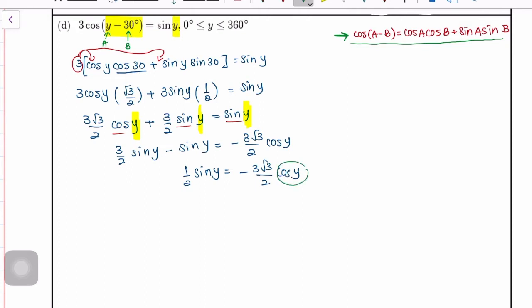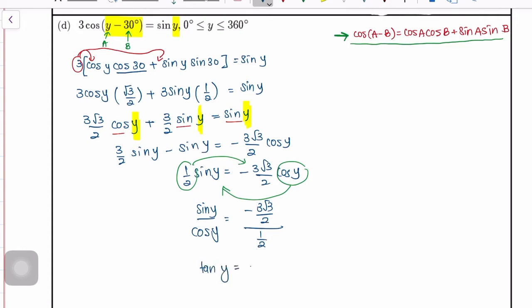So, cos y pindah sini, 1 over 2 pindah sini, sin y over cos y equals negative 3 root 3 over 2 over 1 over 2. So, sin over cos, tangent y equals negative 3 root 3. Daripada sini kita boleh selesaikan menggunakan bakil lah. Basic angle, shift tangent 3 root 3, kita akan dapat 79.1.